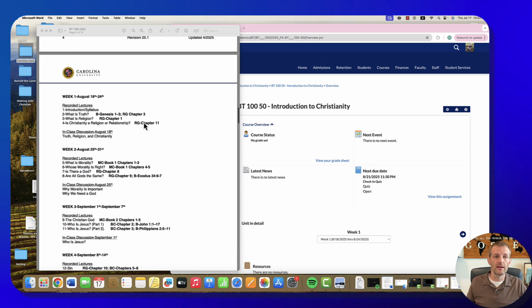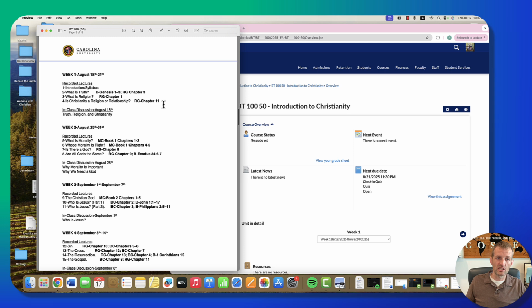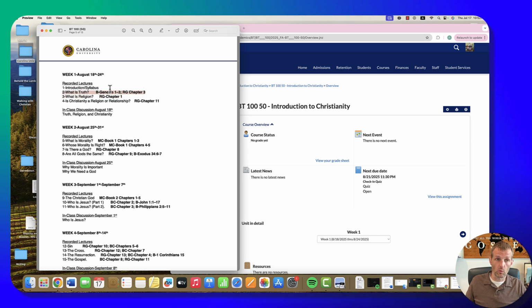Now, here is our schedule. This kind of shows you what to expect. These are the lectures you're going to be watching. This is the mandatory reading, right? Right here, this tells you what you need to read. This is for your reading quiz. This is what's going to be on your reading quiz. If you don't read it, then you're not going to do well in the quizzes and you're not going to be prepared for the final exam.